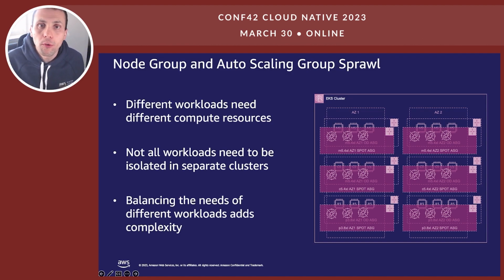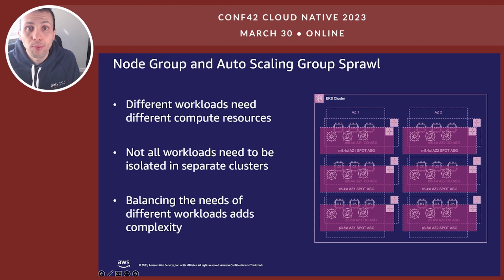You can create multiple managed node groups with different instance types, but that adds a lot of complexity in managing those, right? So what customers have told us is that not all workloads need to be isolated on specific node groups, and balancing the needs of specific workloads adds a lot of complexity, because now you need to manage multiple autoscaling groups and multiple managed node groups, and it becomes just cumbersome, and it's really hard to achieve proper performance for cost and also for availability.